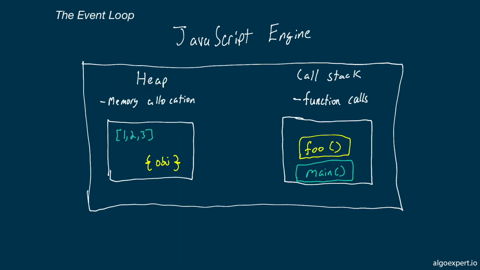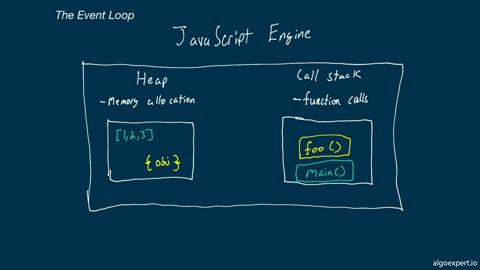The heap's main purpose is for memory allocation, so whenever our code needs to allocate memory, such as for arrays and other objects, it happens on the heap. On the other hand, the call stack is used for keeping track of the currently executing function calls. This is a stack data structure which is last in, first out.